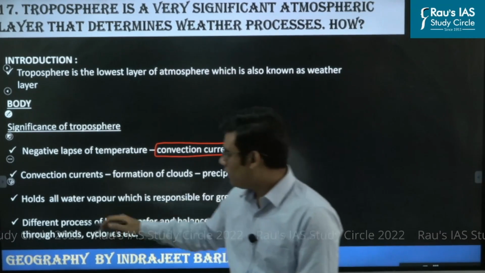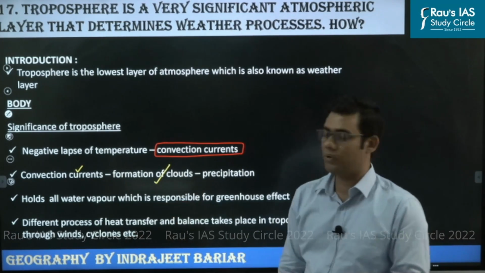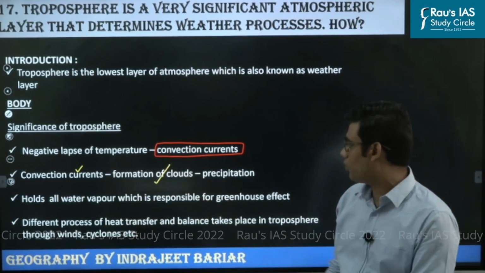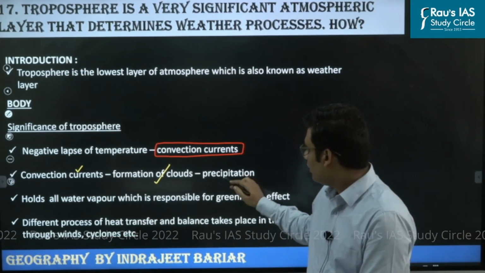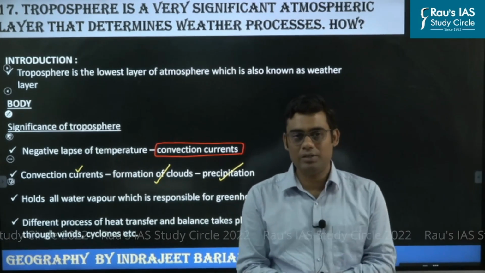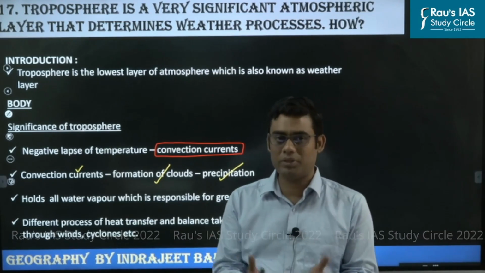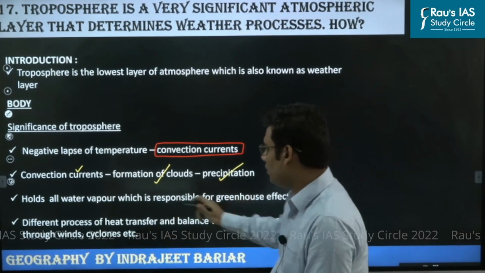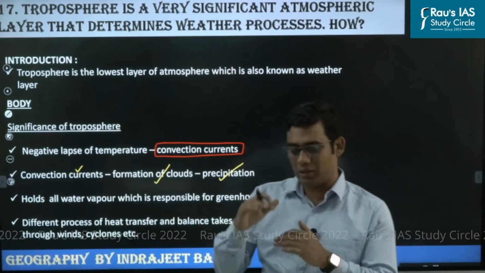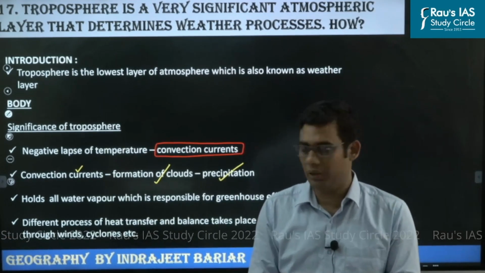The first one you can see is that convection current results in the formation of cloud. So we'll be explaining this process, how convection current results in the formation of cloud, and that causes precipitation. And in any region, the weather is determined by temperature and by precipitation. So that is the first significance. Second significance: it is the troposphere only which holds all the water vapor of the air.